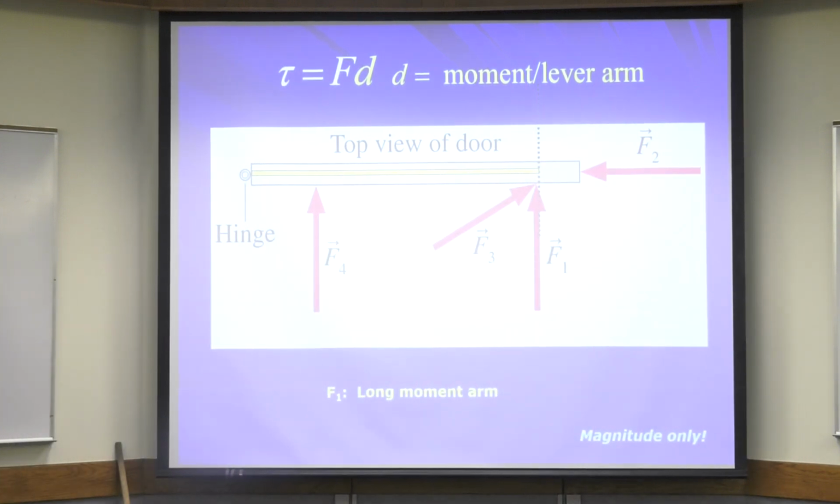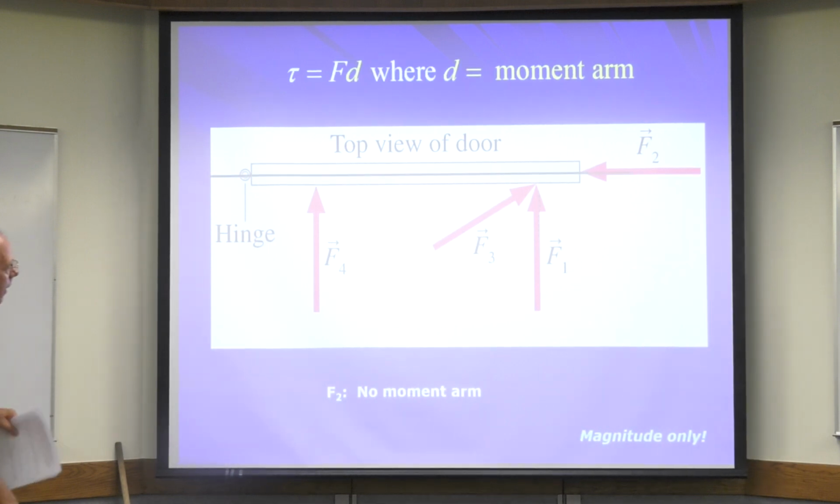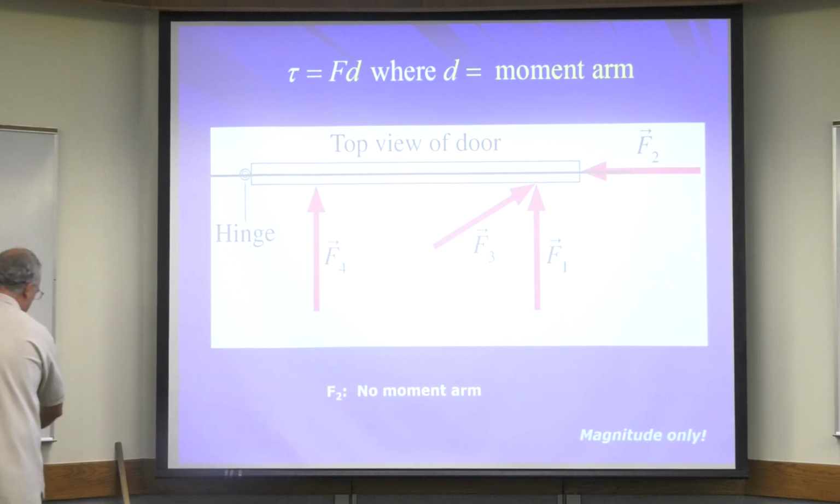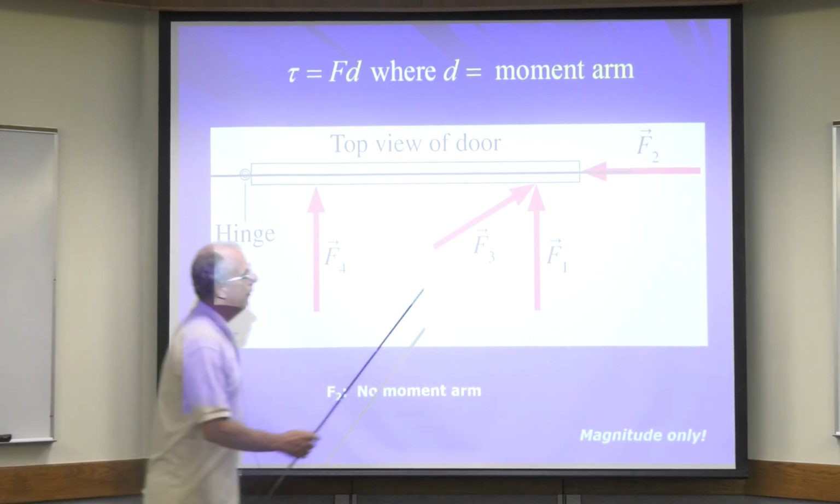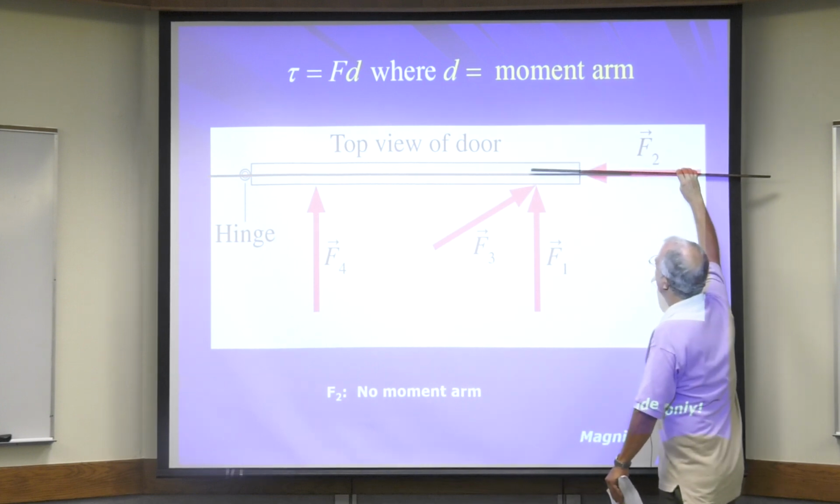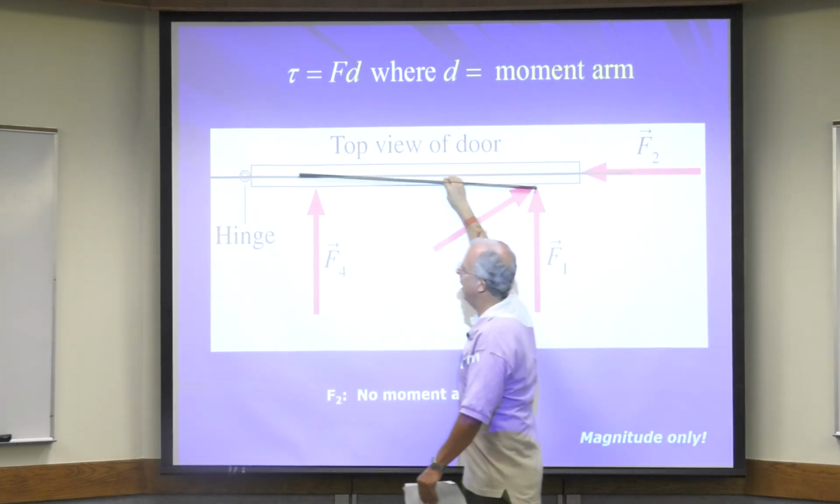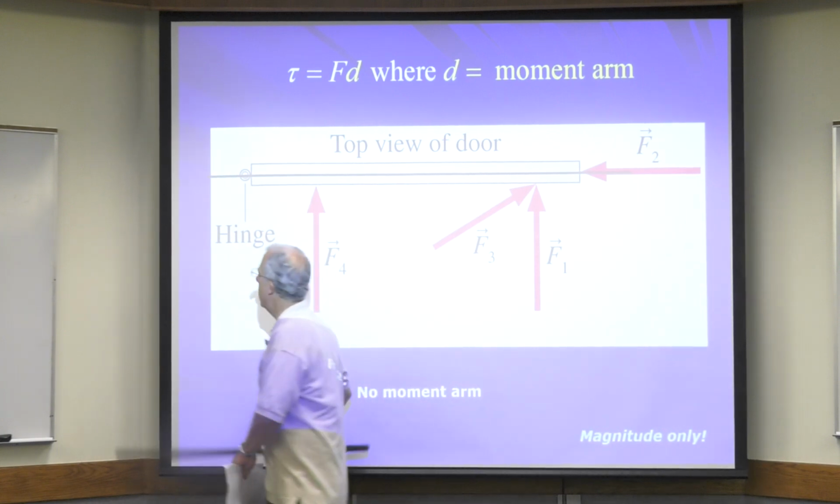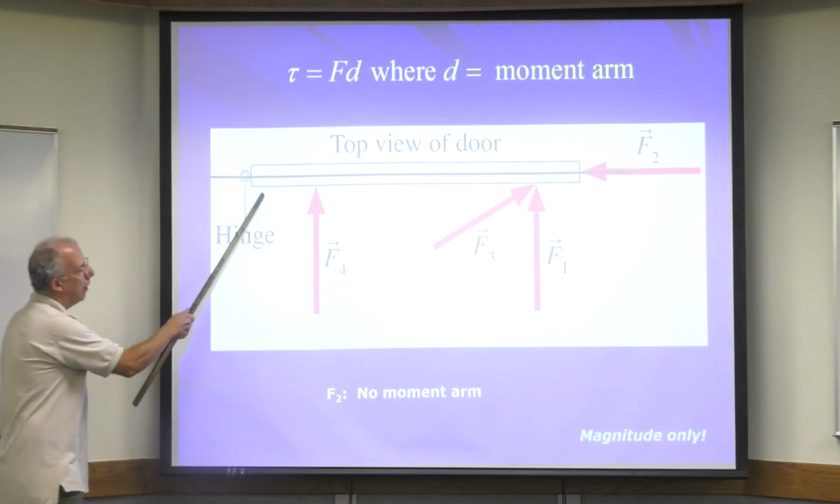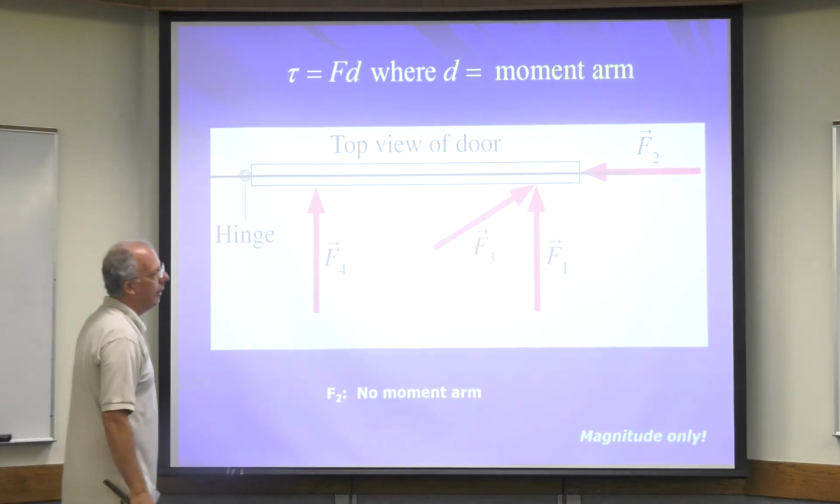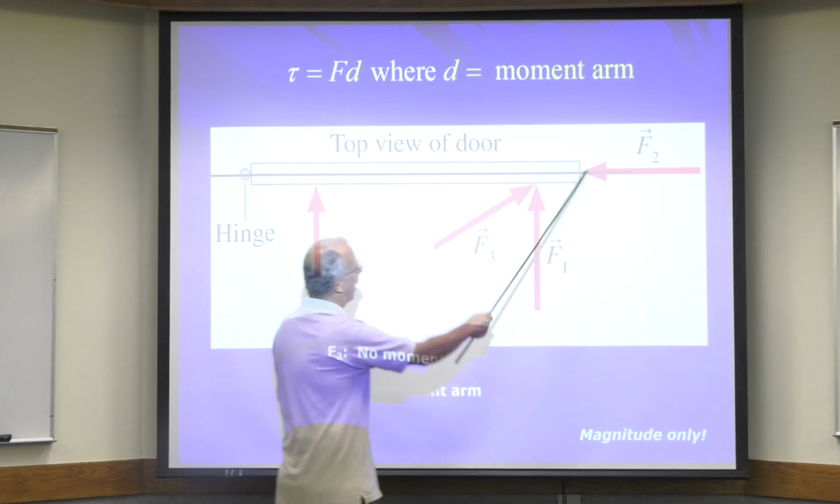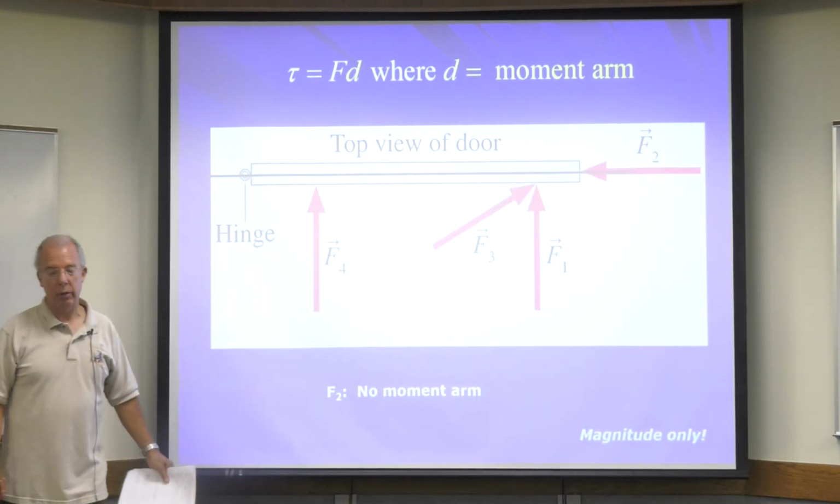Okay, let's keep going. What is the lever arm for F2? Think about it. This is the force line, and you just extend it however you need. So what's the perpendicular distance from the axis of rotation to the force line? Zero. There's no moment arm. That's why if you apply a force F2 as shown, you're wasting your time. You're not going to open the door.